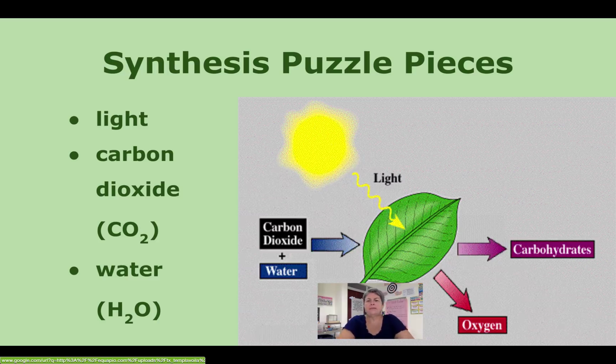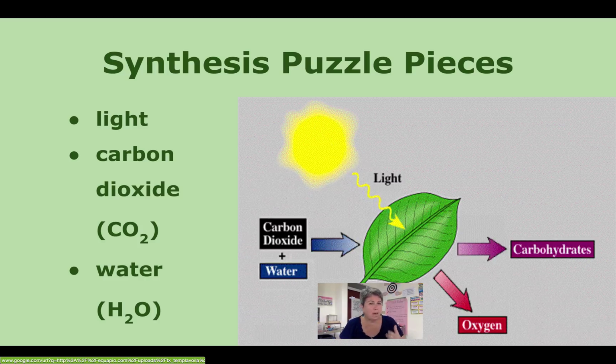Okay, and then let's look at the synthesis part of the term photosynthesis. So if synthesis is taking those individual puzzle pieces and putting them together to create a new whole, we have to look at what those individual puzzle pieces are and how they are attained by the plant or by the producer. Okay, so we know about light. Light is absorbed by the chlorophyll. The next ingredient that's important is carbon dioxide or CO2 and water. So we're going to look at how those get into the plants.